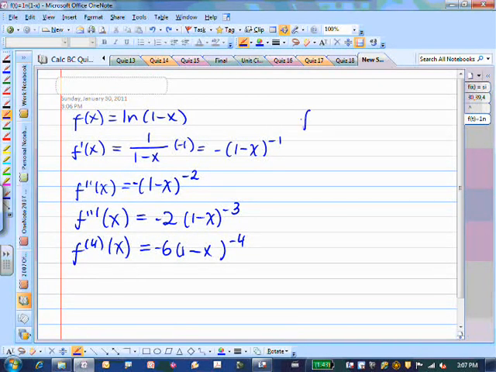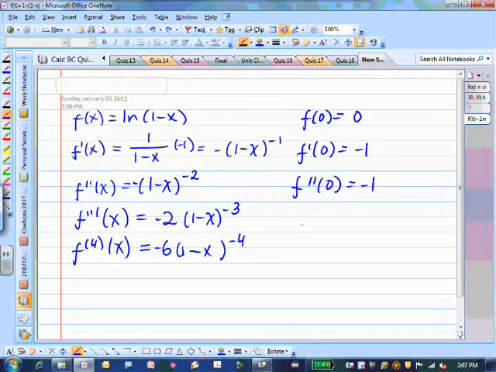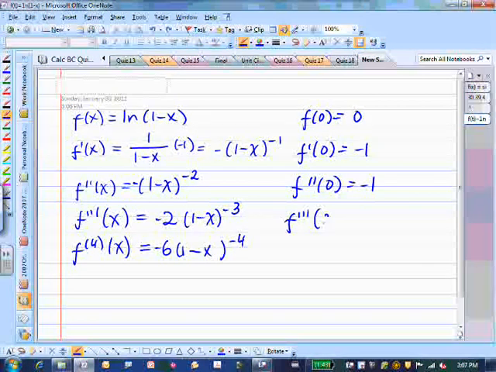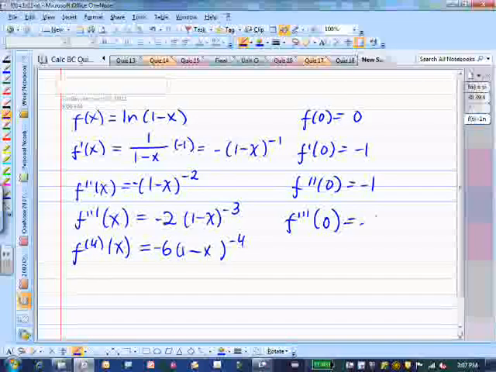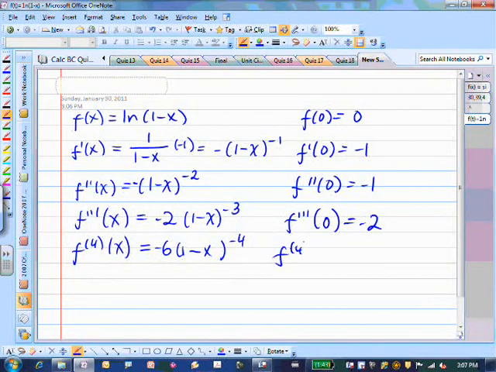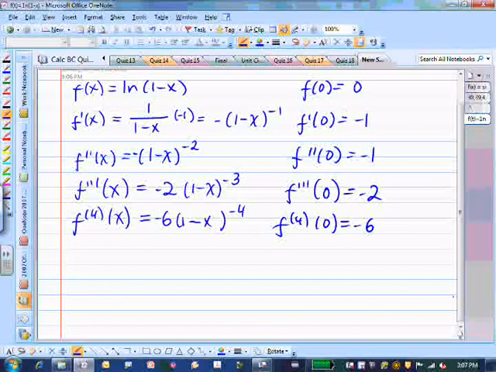Next thing I did for Taylor series is I plugged in 0. ln of 1 is 0. The first derivative becomes negative 1 at 0. The second derivative also negative 1 at 0. Third derivative is negative 2 at 0. And the fourth derivative at 0 will be negative 6. Okay, so those are some of the pieces, and we can keep going if we want.